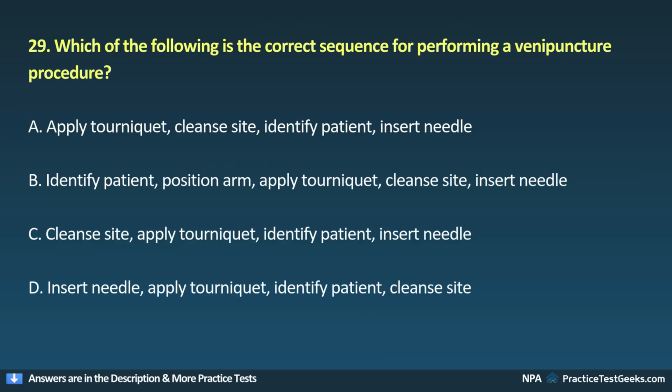29. Which of the following is the correct sequence for performing a venipuncture procedure? A. Apply tourniquet, cleanse site, identify patient, insert needle. B. Identify patient, position arm, apply tourniquet, cleanse site, insert needle. C. Cleanse site, apply tourniquet, identify patient, insert needle. D. Insert needle, apply tourniquet, identify patient, cleanse site.